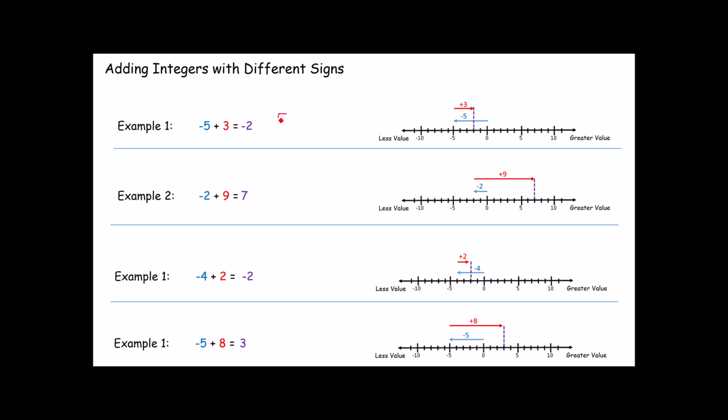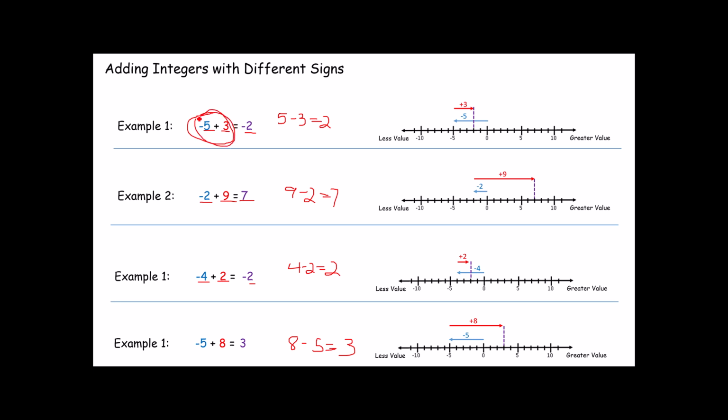I happen to know that 5 minus 3 is 2. Notice 5, 3, and 2. I happen to notice here that 9 minus 2 is a 7. Notice if I'm ignoring the signs and I subtract, I notice that 4 minus 2 is 2. 4, 2, 2. And I notice that 8 minus 5 is a 3.